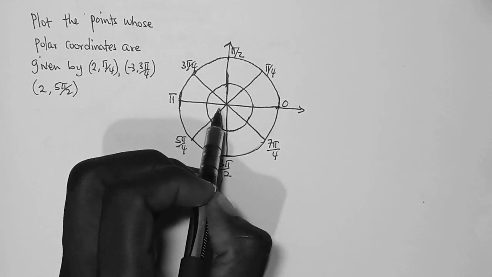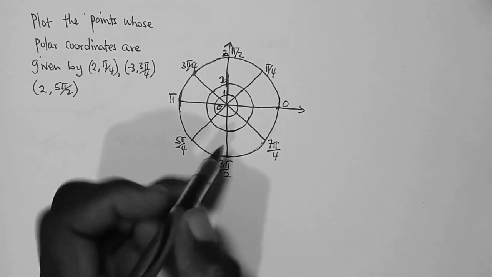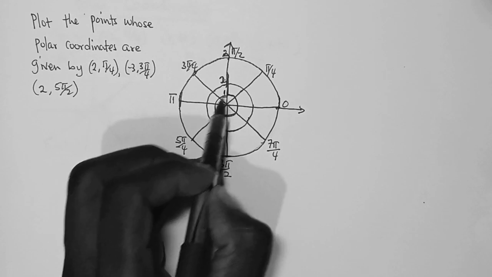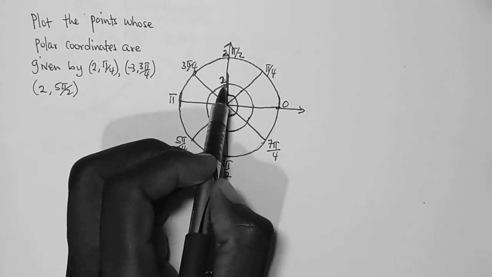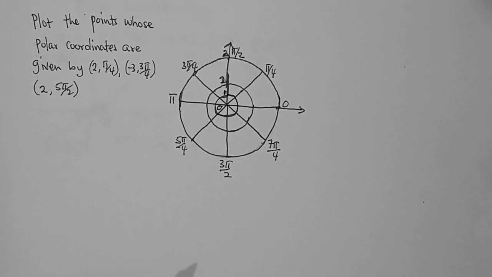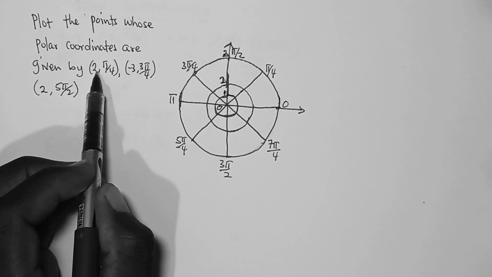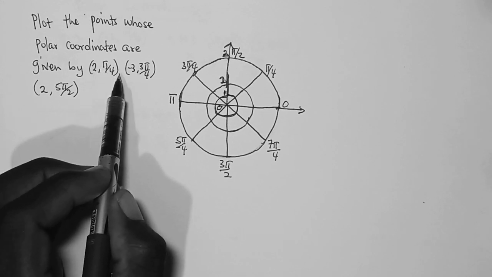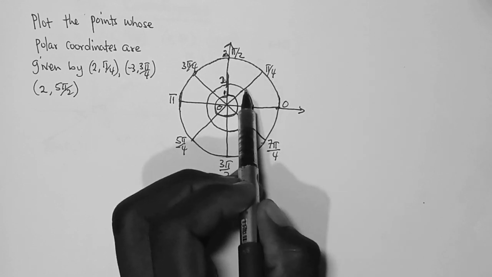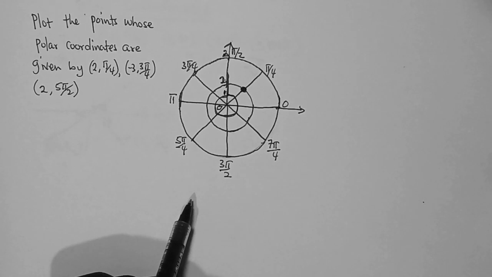Now, let's assume here is 0. Let's assume that the small circle within is 1 unit, the one outside is 2 units, and the very outer one is 3 units. So the first polar point we are given is 2 units and pi over 4. You see that this is pi over 4 and this is 2 units. So (2, pi over 4) will be here.